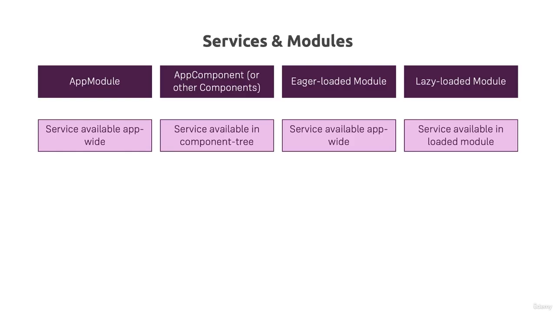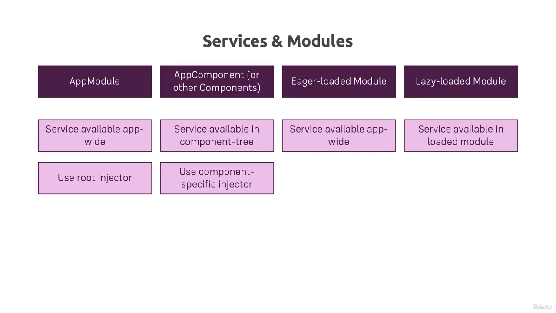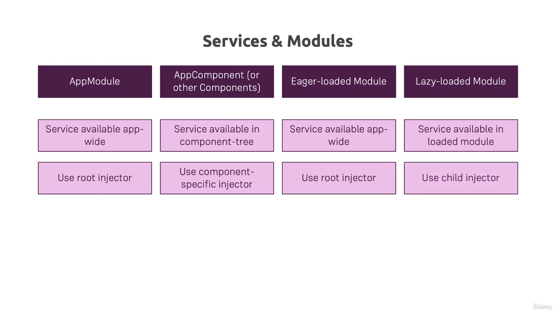The reason for that is that when you do provide in the app module or in add injectable, you use the so-called root injector, so the root dependency injection mechanism of Angular. When you do provide it in a component, you use the component-specific injector, which is not the root injector, and therefore not the entire application has access to that. In an eagerly loaded module, again, the root injector is used automatically. With a lazy loaded module, a separate child injector is created by Angular for that module, and therefore that module has its own instance of that service.